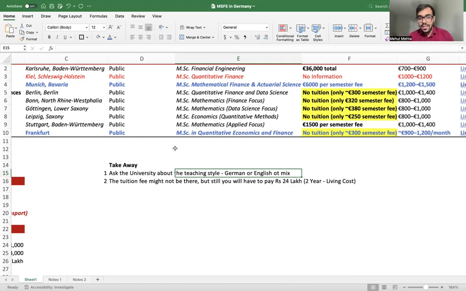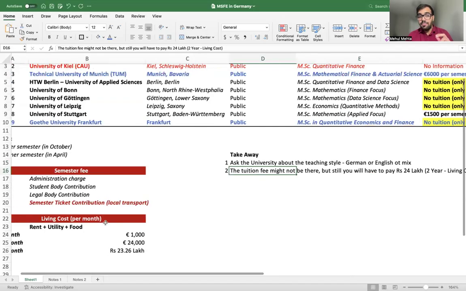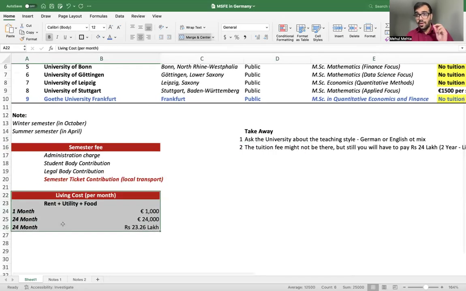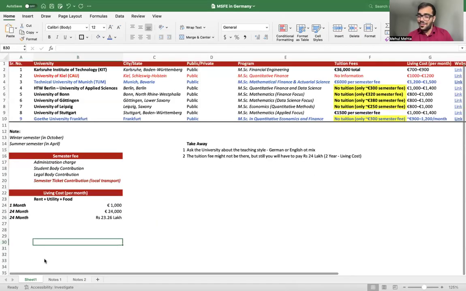You should understand it. Second takeaway from this video is that a lot of universities, what you see, do not have tuition costs, but you might still end up paying a big living cost, which is almost close to 24 lakh rupees for 2 years. So this was a quick summary, if in case you are planning to pursue a master's in quant finance from Germany, and I hope this video might have helped you.